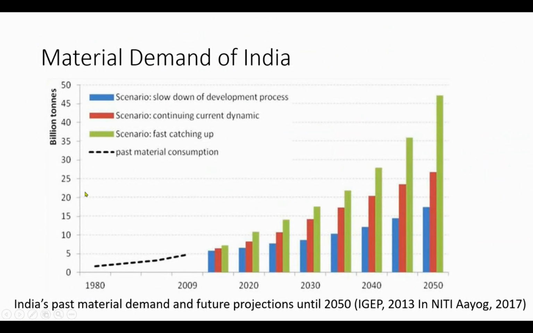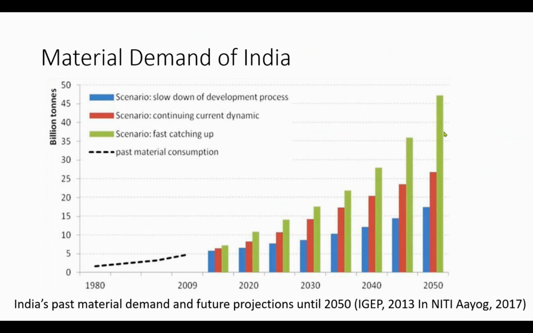So this is the material demand of India. From the 1980s to the upcoming 2050, slowdown of development process, counting current dynamic, fast catching up, past material consumption. So from the 1980s to 2050, what is the scenario regarding material demand? This is shown in that graph. Now there is a question, ma'am, what does this graph want to indicate regarding our waste matter?